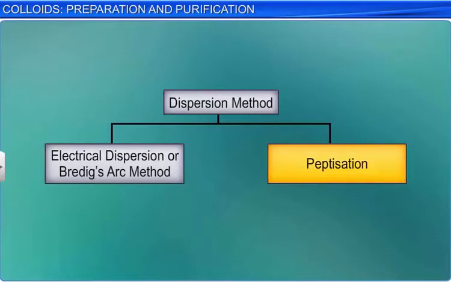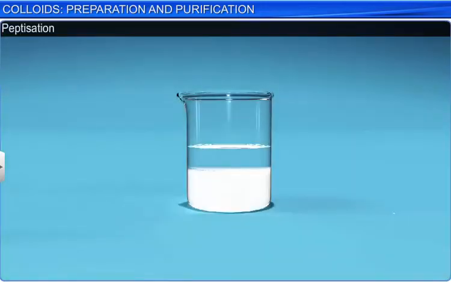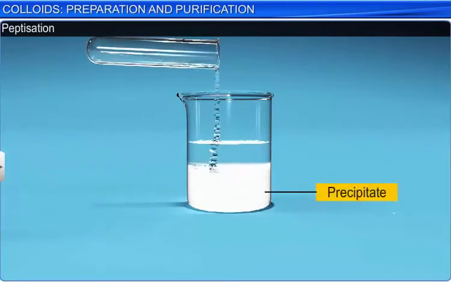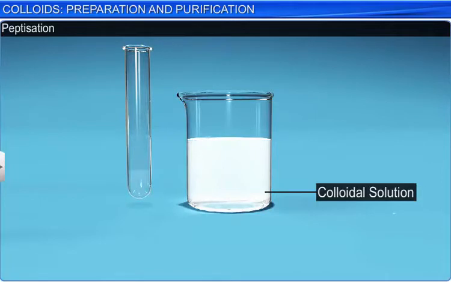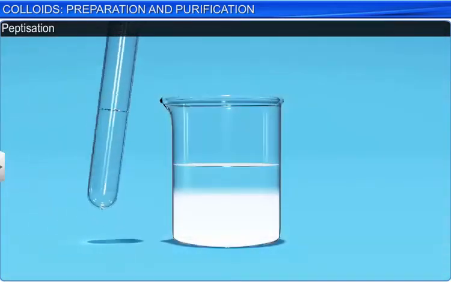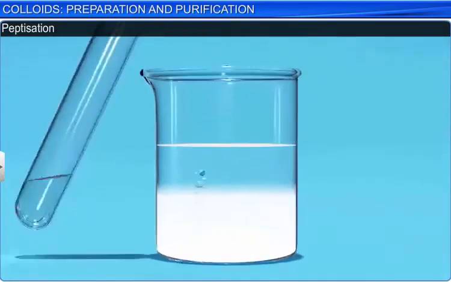Peptization is defined as the process of converting a freshly prepared precipitate into colloidal form by adding a small amount of a suitable electrolyte. The electrolytes used for this purpose are called peptizing agents. This process involves the preferential adsorption of suitable ions from the electrolyte by the particles of the precipitate to form charged species.